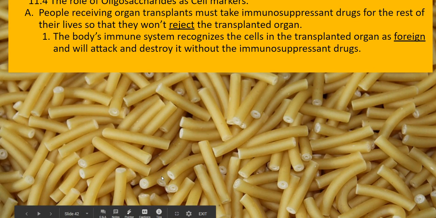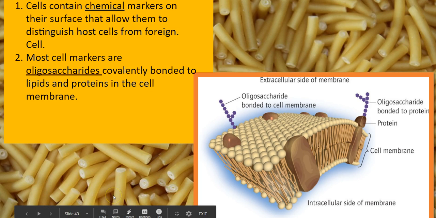So oligosaccharides are cell markers. People who receive organ transplants must take immunosuppressant drugs for the rest of their lives so they won't reject the transplanted organ. These oligosaccharides are sticking out of your cell membrane, and they're like chemical detectors. If they find foreign substances, they attack and destroy them. And so that's what your body would do with a transplanted organ to protect itself.